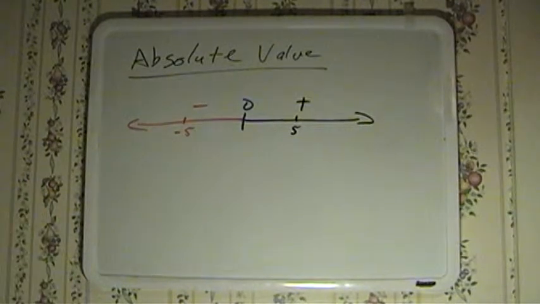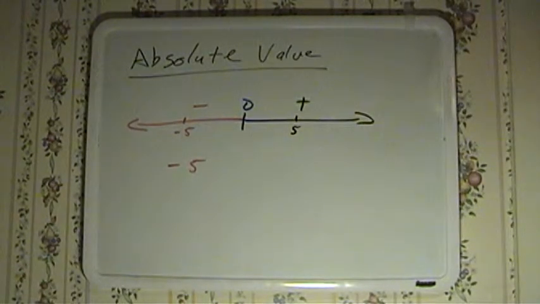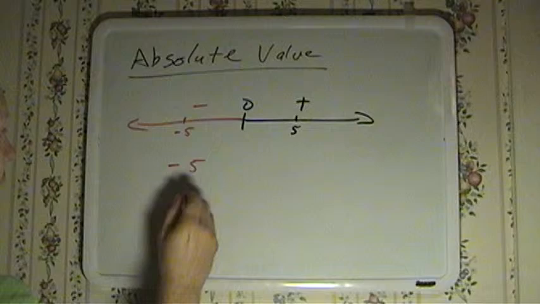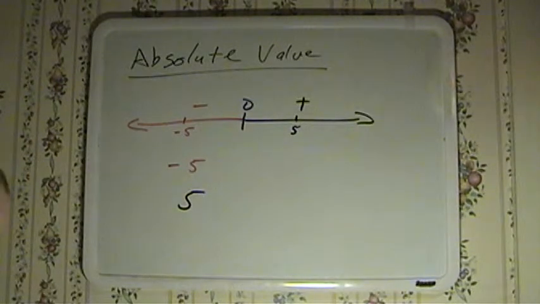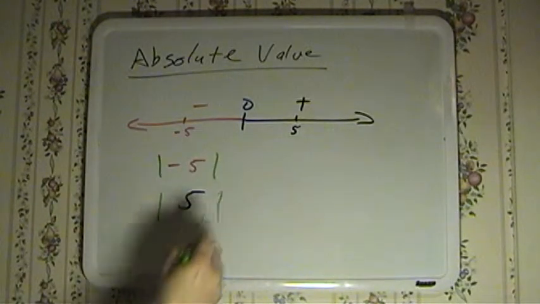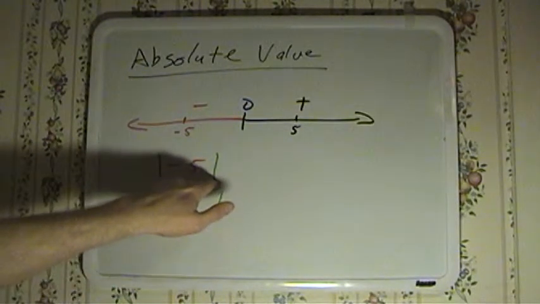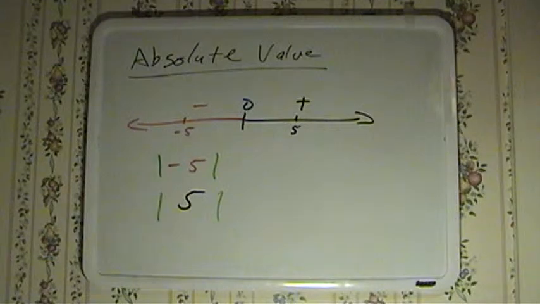And the way that we indicate that we want an absolute value, I'm going to drag my negative 5 and my 5 down here and show you how to indicate that you want an absolute value. To indicate that you want an absolute value, you put these little bars on the side. These little bars on either side of a number indicate you want the absolute value, or how far that number is from 0. And absolute values are really, really easy to find.